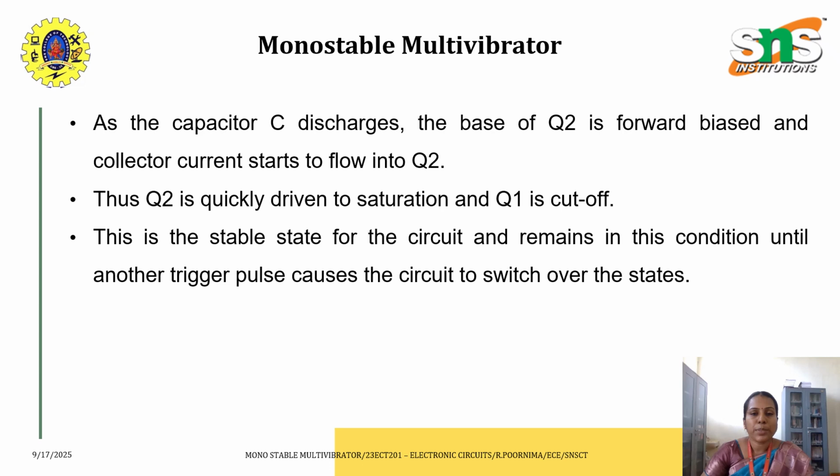As the capacitor discharges, the base of Q2 is forward biased and collector current starts to flow. So Q2 is driven to saturation and Q1 is cut off. This is the stable state of the circuit, and it remains in the same state until we apply an external trigger pulse.